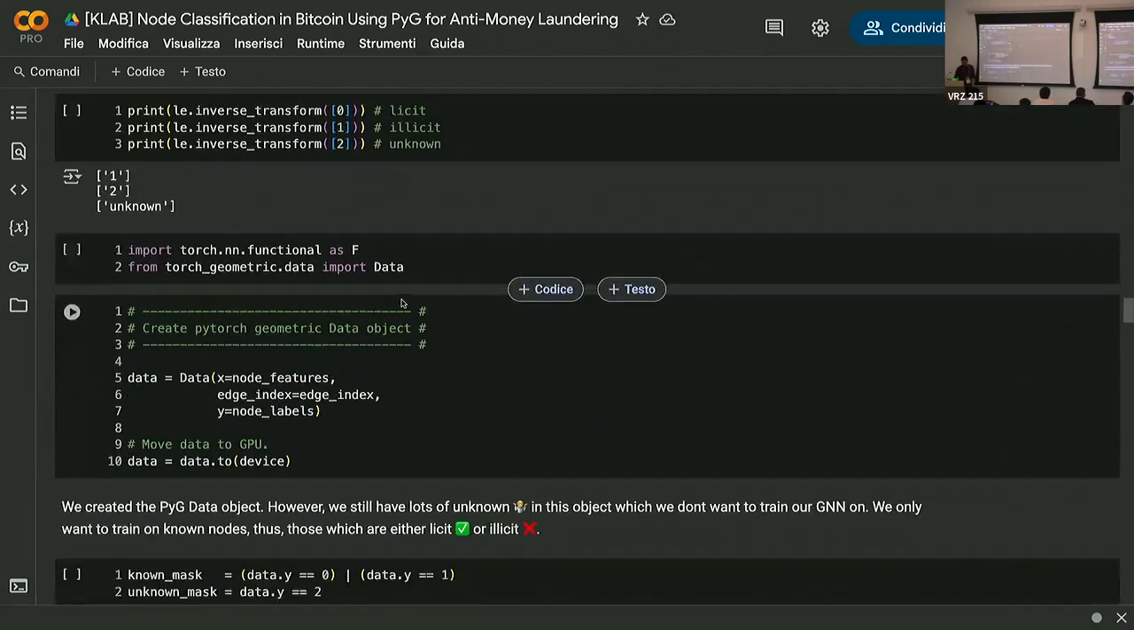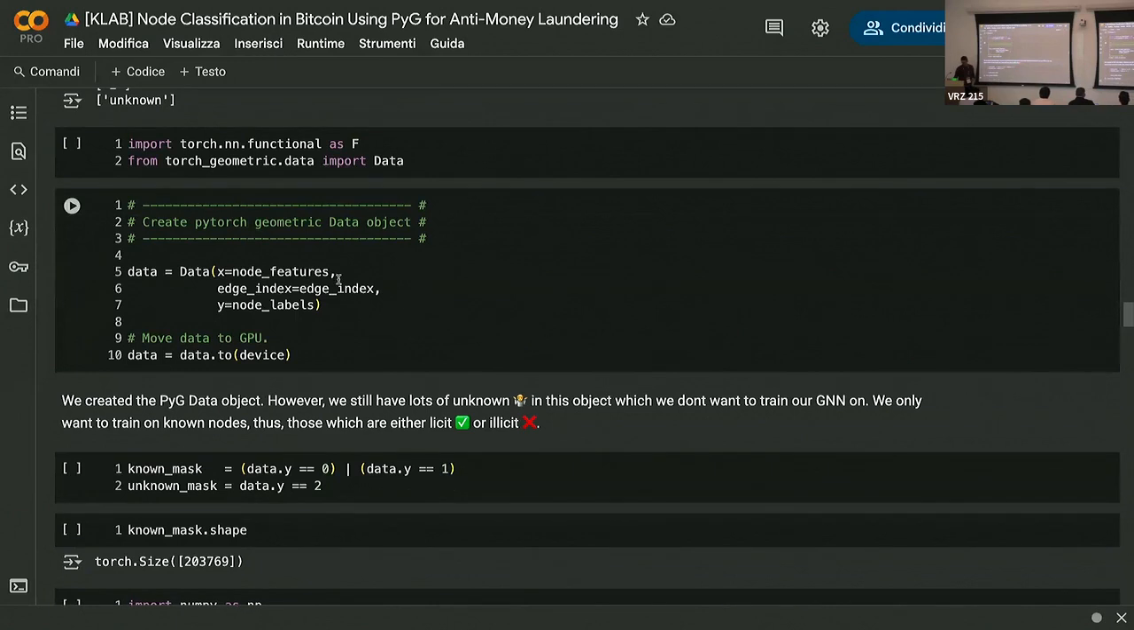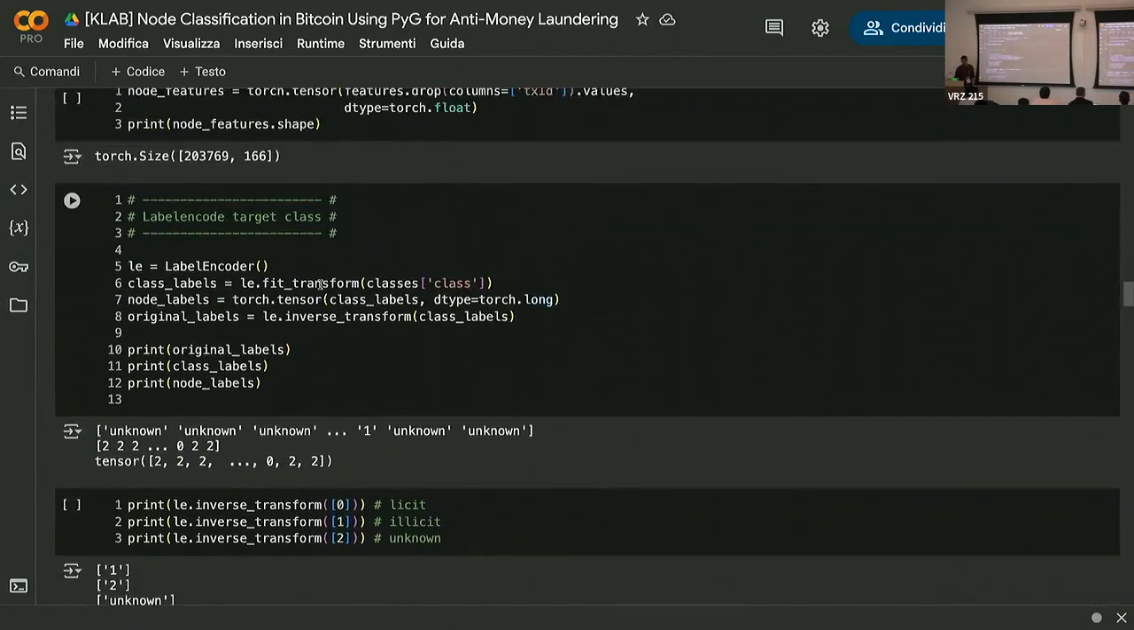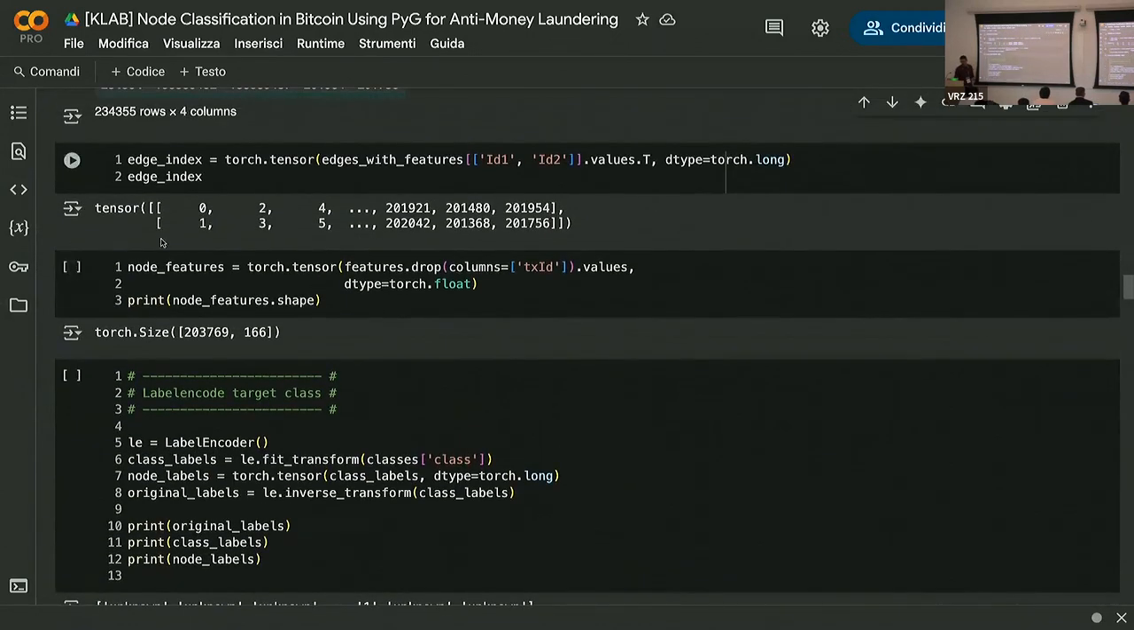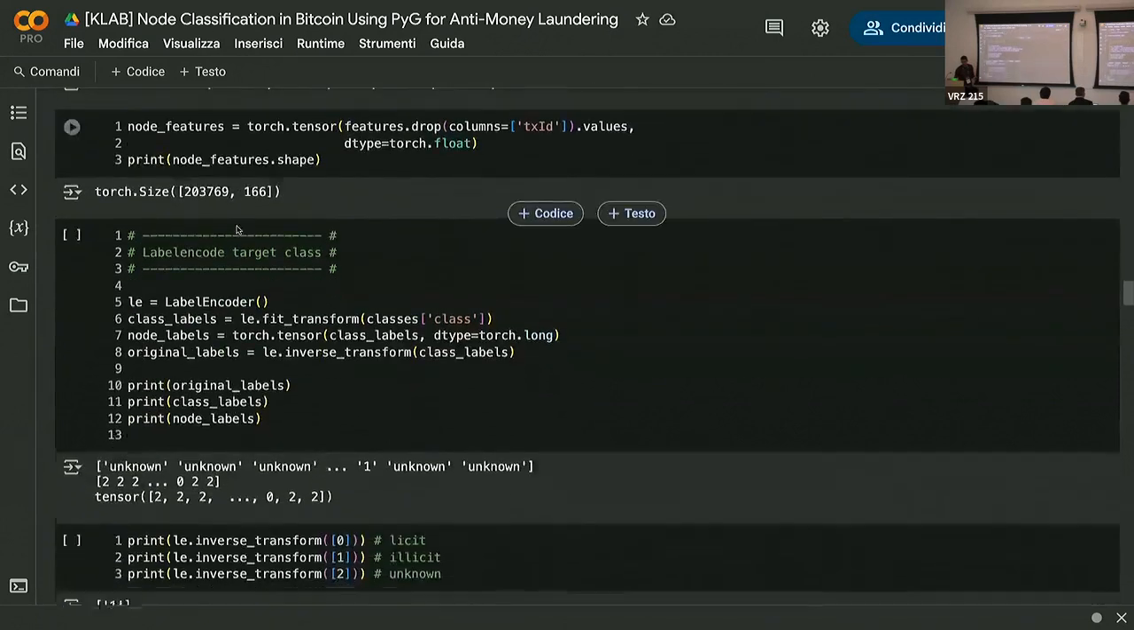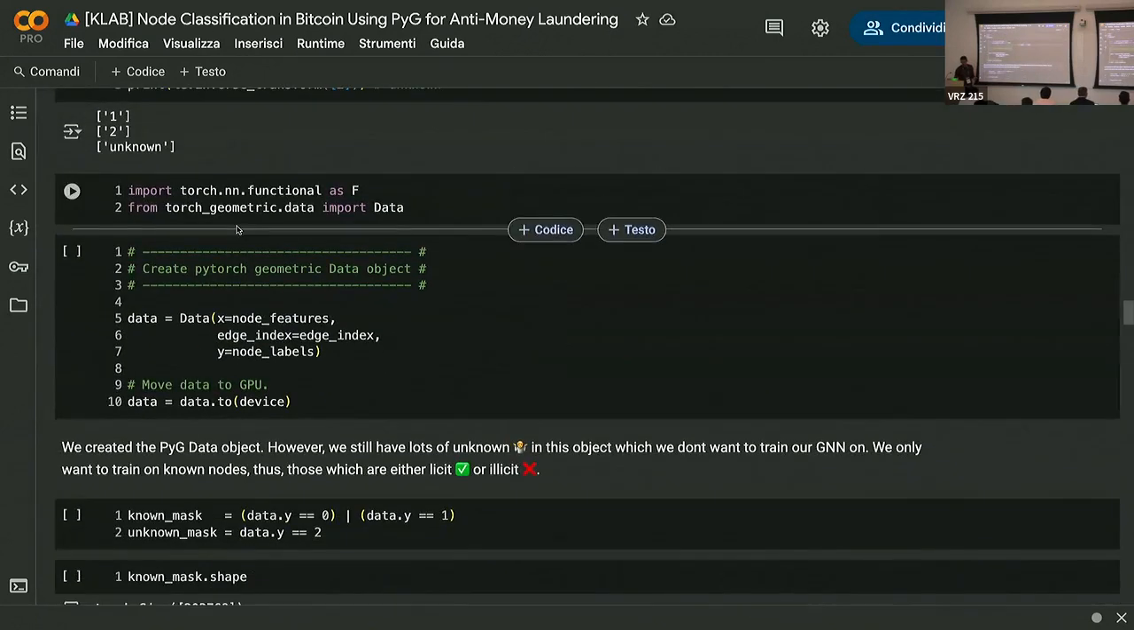Okay, this is not so important, but this is the way in which we create a homogeneous object within PyTorch Geometric. It's quite simple, in the sense that once you have pre-processed your data in terms of features, in terms of edge index, and I remind you that making the edge index means remapping the indexes of your data so they can be ready for a matrix representation. And then you have the labels assigned to the nodes. Now this object is ready for the training.